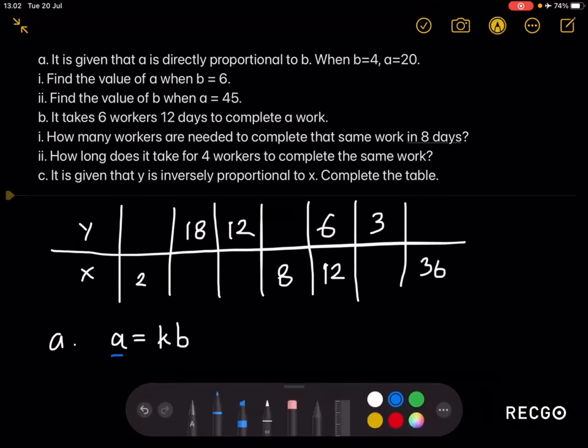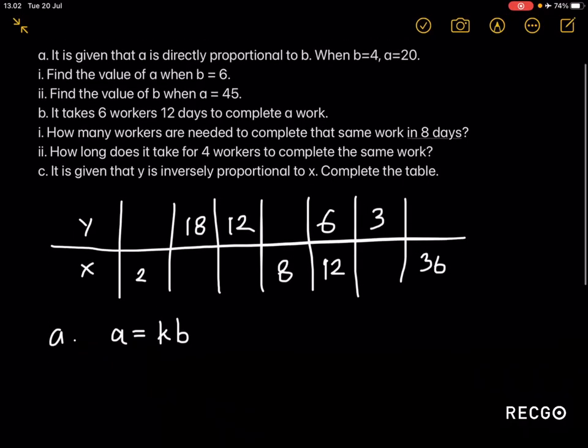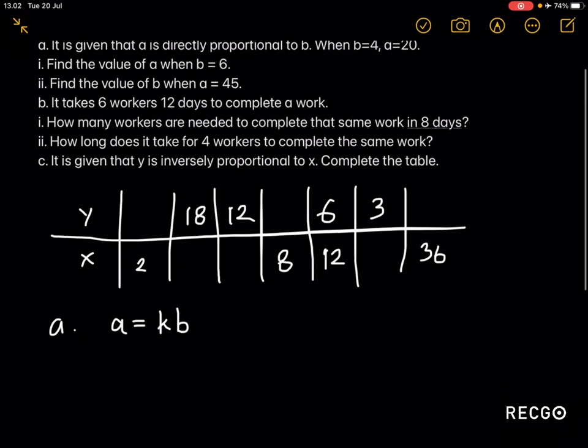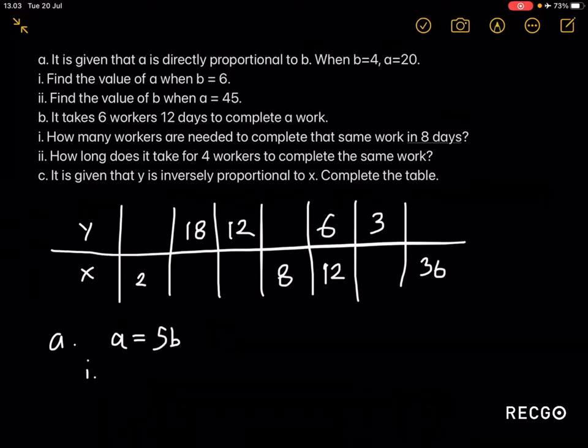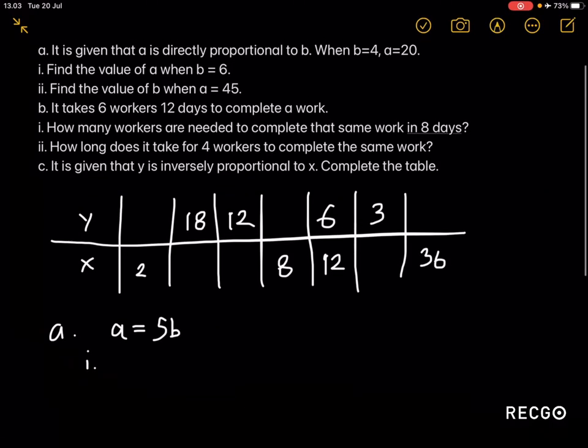So we have that A is equal to a constant times B. And to find that constant, we can just substitute the values for A and B given in the question, which will be 20 and 4. So we have 20 is equal to K times 4, or in other words, K is equal to 5. This relation could be described as A is equal to 5 times B. And it's then left to substitute the values of A and B to solve for the unknown.